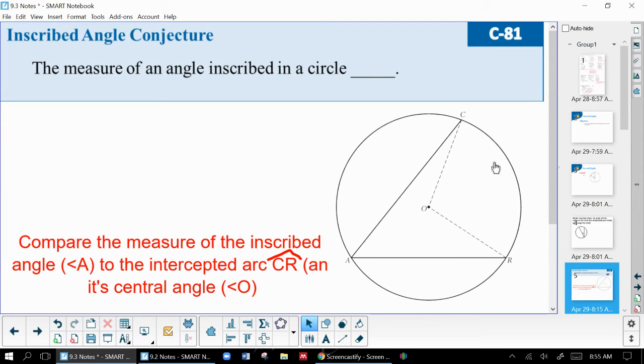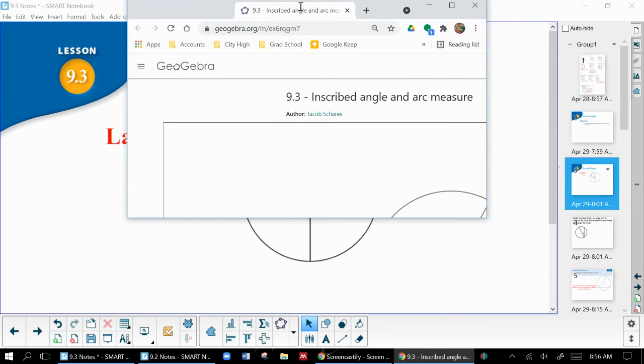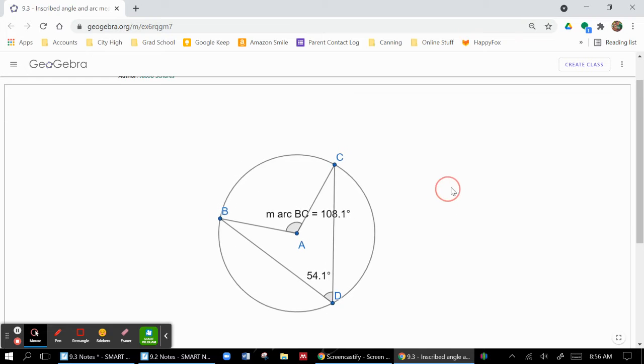We know that the arc and the central angle are congruent. What about the arc compared to the inscribed angle? So I've got an exploration here to do. Hopefully you've seen on this one here, this central angle is 102, which means this arc is 102, and that angle there is 51. It's exactly half of 102. Let's see if that always holds up.